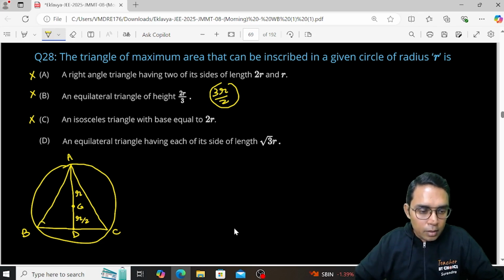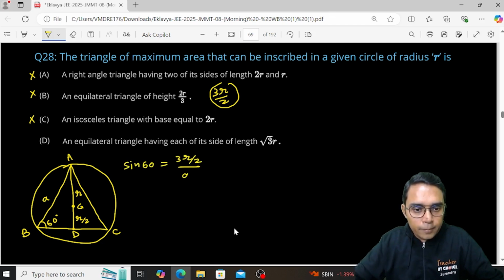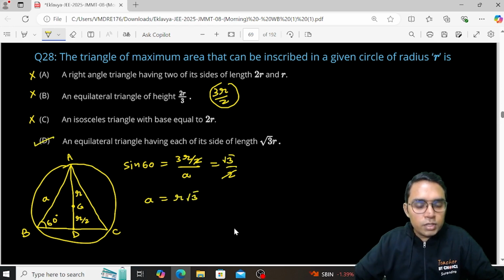Now you can prove this side length of equilateral triangle by using simple trigonometry. This angle is 60 degree and this is 3r by 2. So this a can be obtained with the help of sine 60 degree. Sine 60 will be 3r by 2 upon a, and sine 60 is root 3 by 2. So this 2 gets cancelled, and from here we get a to be equal to r root 3. So answer for this question is D.